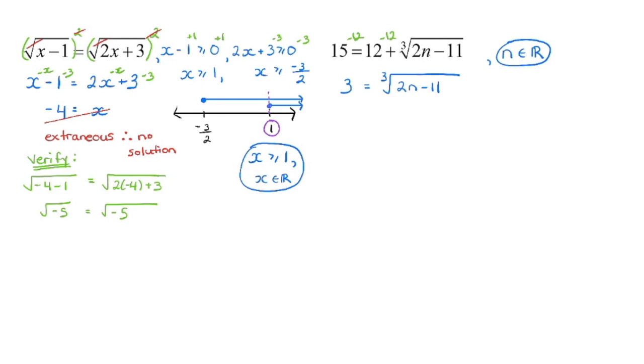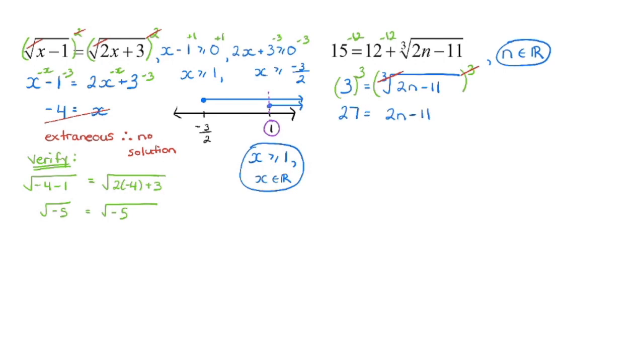Once we have the radical isolated, in this case, because it's a cube root, we're not going to be squaring, because that's not going to get rid of a cube root. What will get rid of the cube root is to cube that side. So we're going to cube each of these sides here, and then cubing is going to cancel out the cube root, leaving us just with that radicand. 3 cubed is going to be 27.